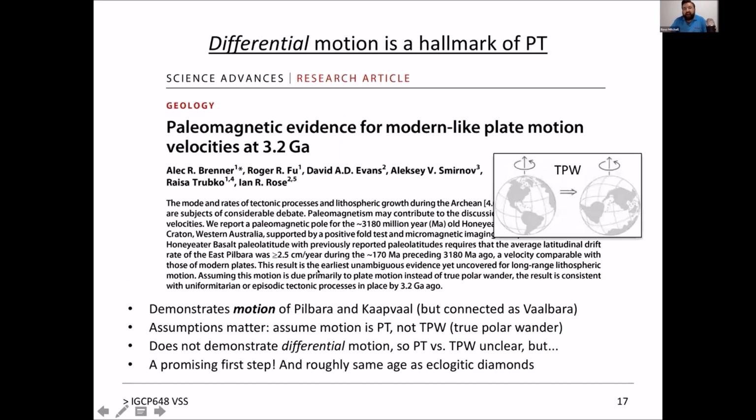As a paleomagnetist, I have to shine a light on this very important recent paper by Roger Fu at Harvard and his student Alec Brenner. They got some hard-fought paleomagnetic data from the Honeyeater basalts in the Pilbara craton, almost 3.2 billion years. And they showed paleomagnetic apparent polar wander. Pilbara was moving, and they compare it to data from Kaapvaal. Kaapvaal was moving. Unfortunately, differential motion or relative motion is the hallmark of plate tectonics.